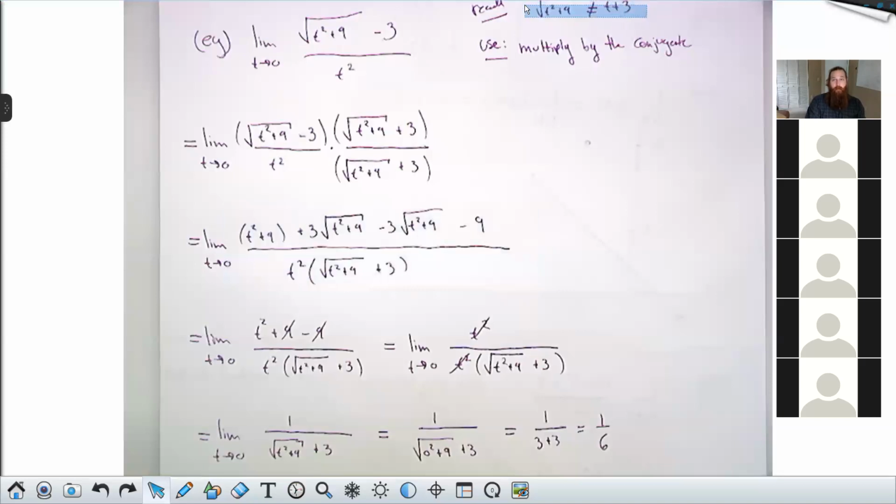You can try plugging in some numbers. Plug in 1 for t. Over here you would have the square root of 10. Over here you would have 4. The square root of 10 is definitely not 4. So this definitely doesn't work.